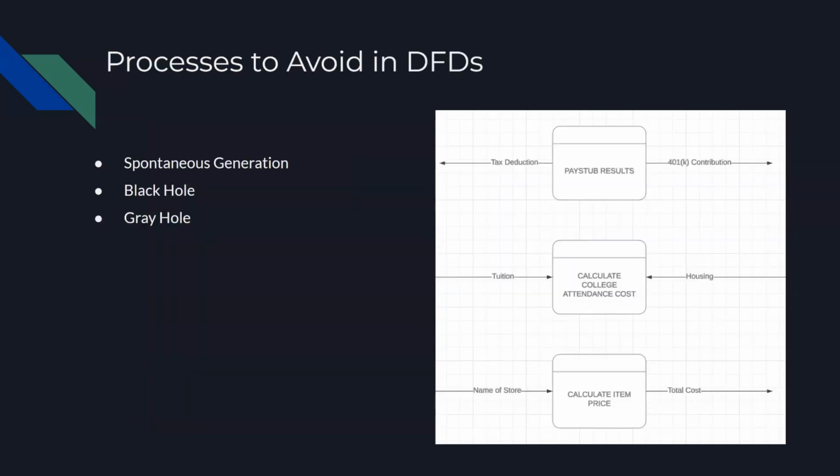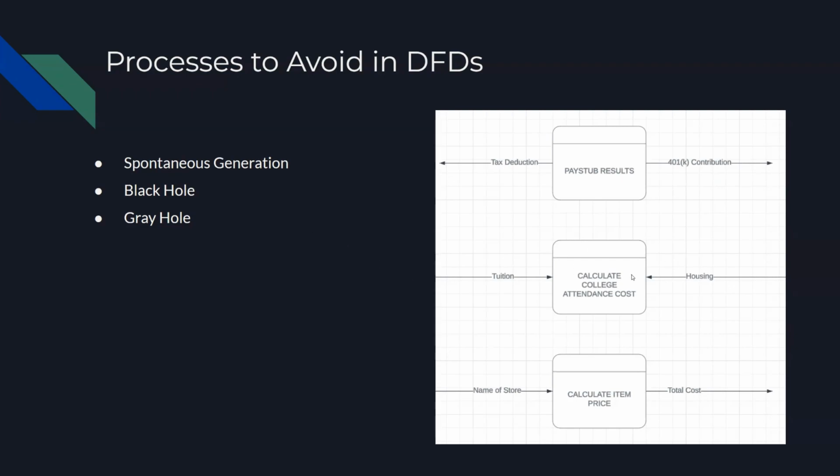And now for processes to avoid in data flow diagrams, we have spontaneous generation, which will be here as my first example. As you can see, this is a process that has no input, and the process is called pay stub results. So it's giving you how much tax was deducted from the pay stub and any 401k contribution. But as you can see, there's no arrow going into the process. Therefore, there's no input. Therefore, it is considered a spontaneous generation.